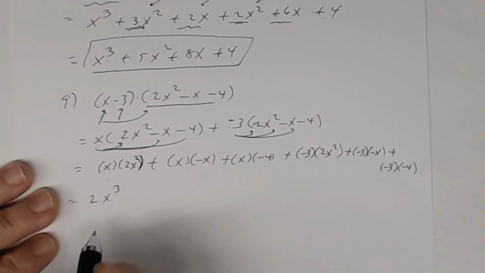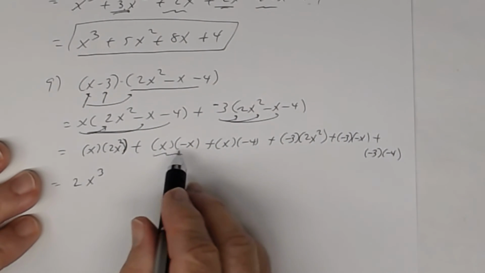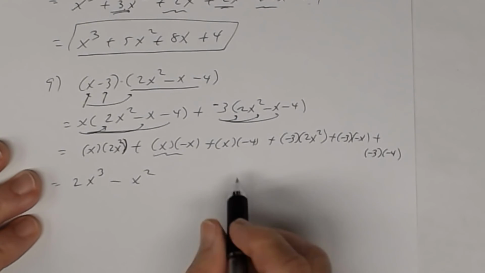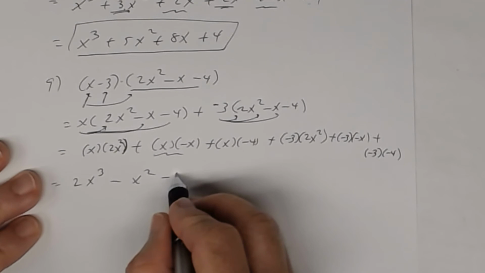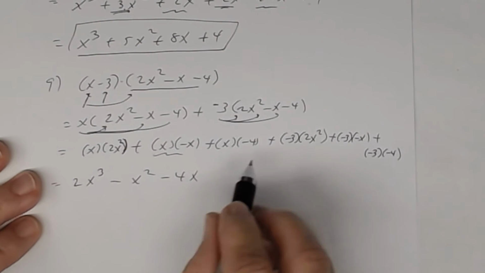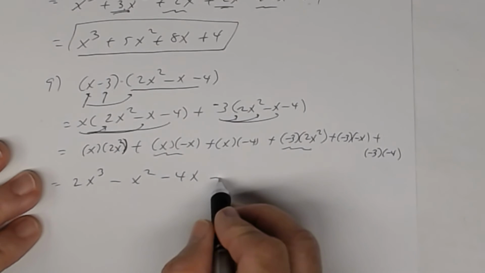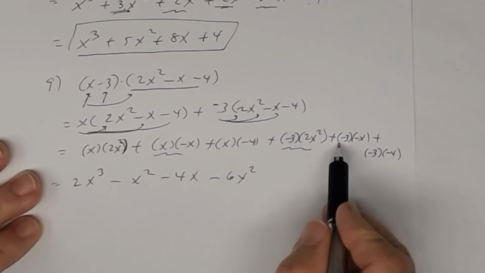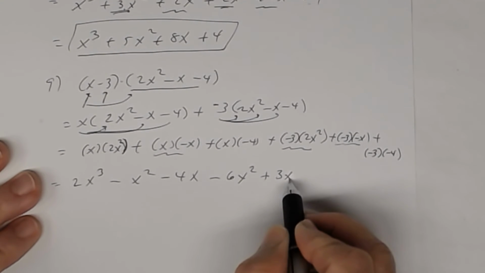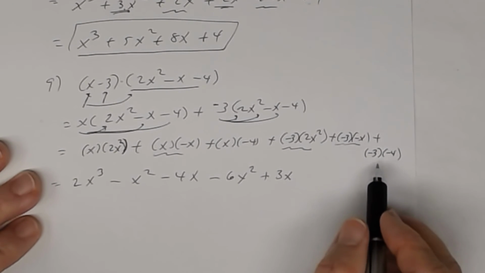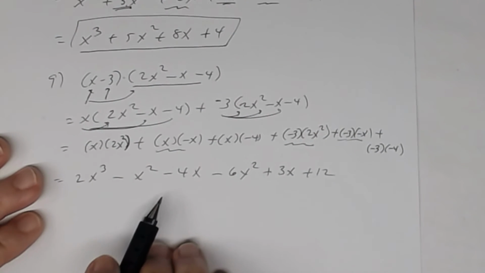X times x squared is x cubed. Over here, x times a negative x is a negative x squared. So minus x squared. X times a negative 4 is a negative 4x, so subtract 4x. Over here, negative 3 times 2x squared is a negative 6x squared. A negative 3 times a negative x is a positive 3x. And then a negative 3 times a negative 4 is a positive 12. So that's what we have.